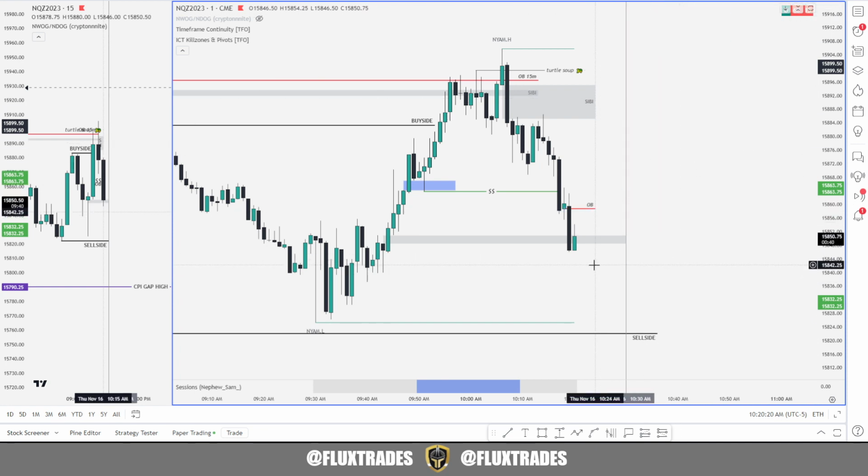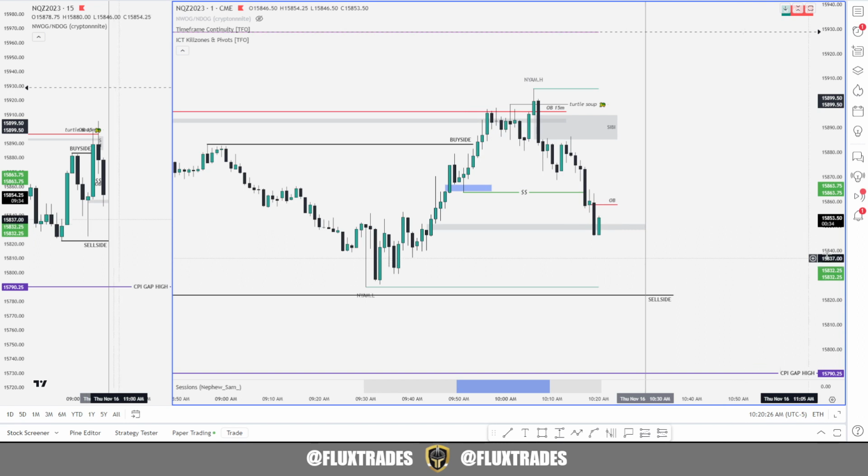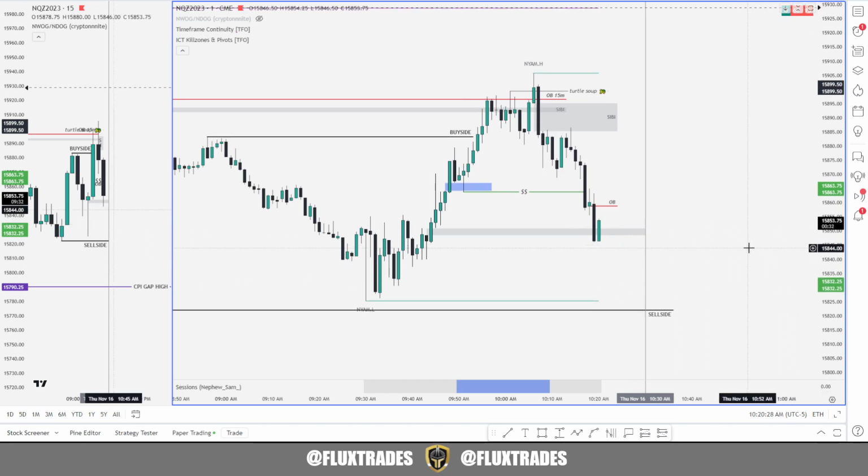Now wait for the second candle. Hopefully you can get some speed out of there. Maybe filling this gap. And then quick acceleration down into the low. Immediate rebalance as well.